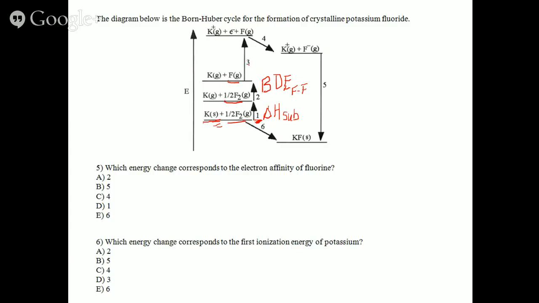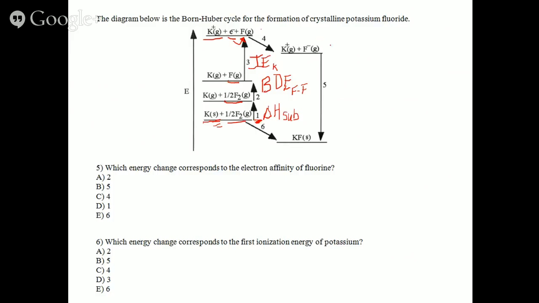Next stage, step 3. All right, what changed? Well, potassium became positively charged by losing an electron. All right, isn't there a term for taking an electron from an element in its gas phase? It's called the ionization energy. So now we're looking at the ionization energy of potassium. Step 4, what happens is that electron is gained by the fluorine. Right, so fluorine gains an electron.